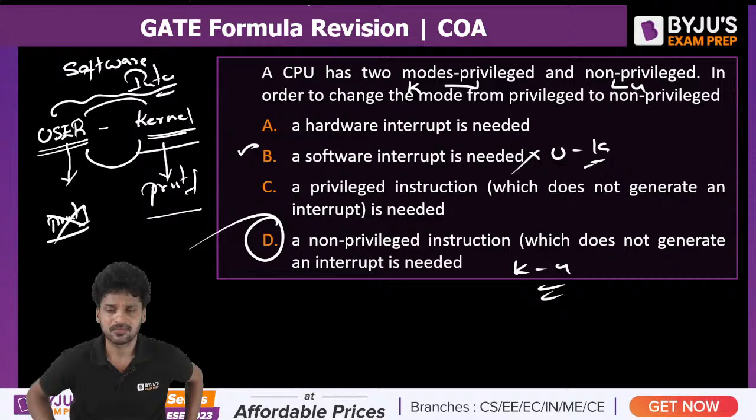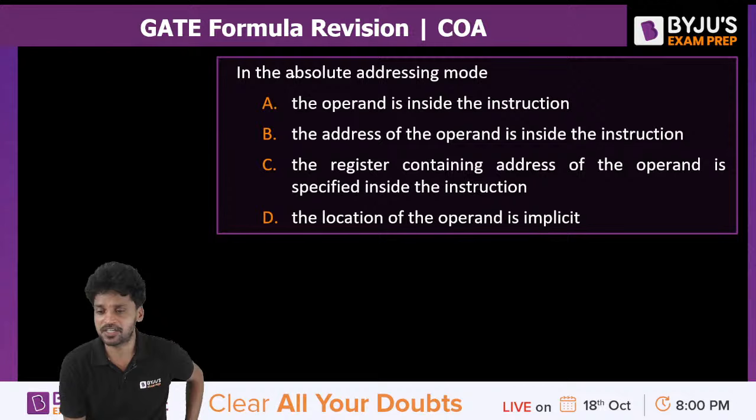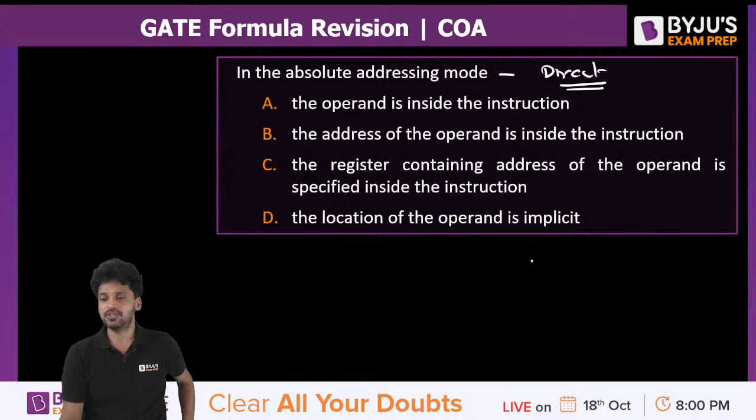In the absolute addressing mode, what is absolute addressing mode? Absolute addressing mode is nothing but a direct addressing mode. In the direct addressing mode, option B is correct. The address of the operand is inside the instruction.